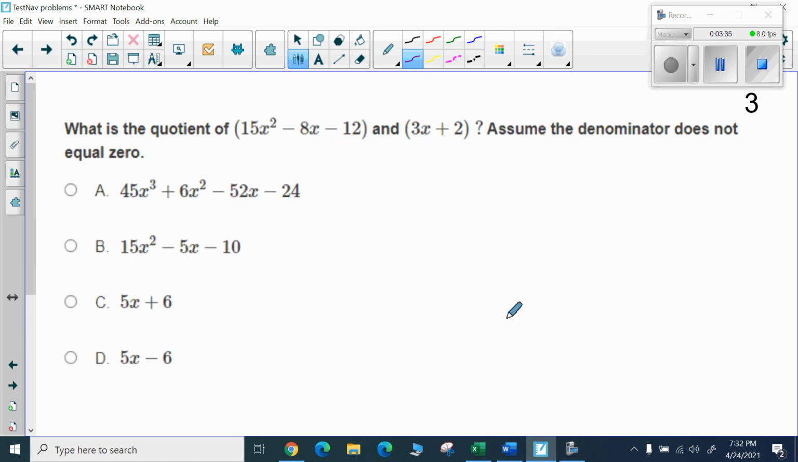Question number 3 is another one that you can at least narrow down your choices. What is the quotient? And quotient, remember, means division. So what is the quotient of, and it might help if you write this out, 15x squared minus 8x minus 12 and 3x plus 2. So they want us to divide this term by this term.